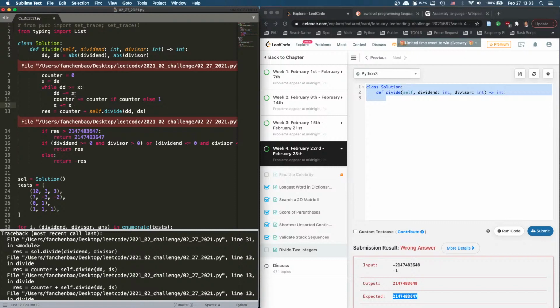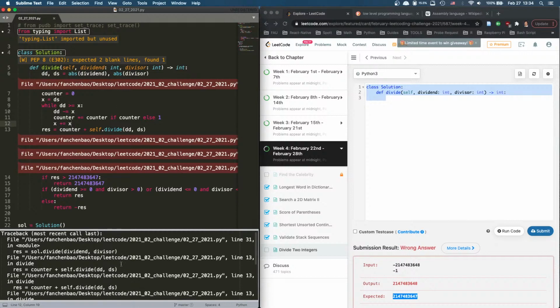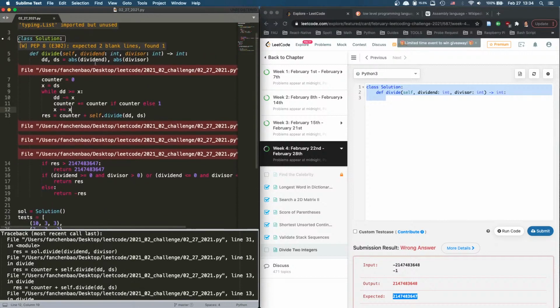What changes x? But it says it just keeps going. Why? All right, let's put in 10, 3. So 10 and 3, counter 0. X is 3. 10 is larger than 3. 10 minus 3 is 7. Counter is 1. And x is 3. Now x is 6. Going back. 7 minus 6 is 1. So dd is 1. Counter has to double itself.